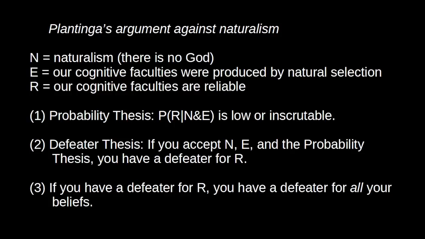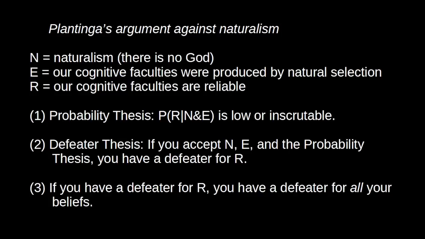First of all, there is the probability thesis, which says that the probability of R given N and E, so the probability that our cognitive faculties are reliable given naturalism and the fact that we are products of evolution, is either low or it's inscrutable, right? Or like we just can't determine the probability, right? But the probability is not going to be high.